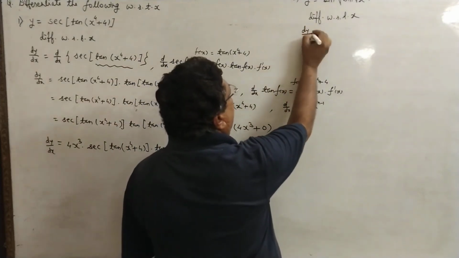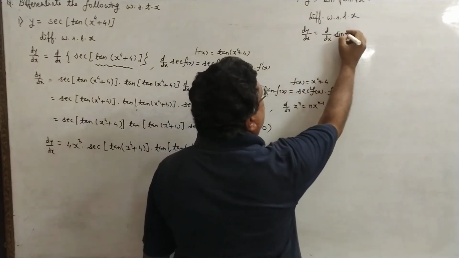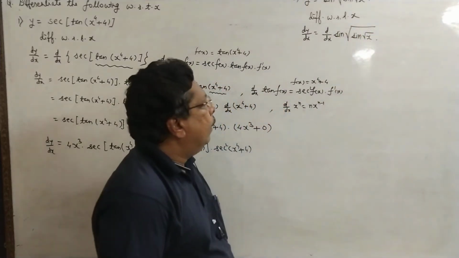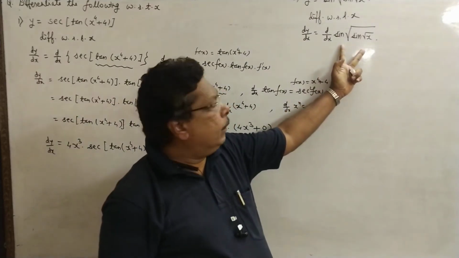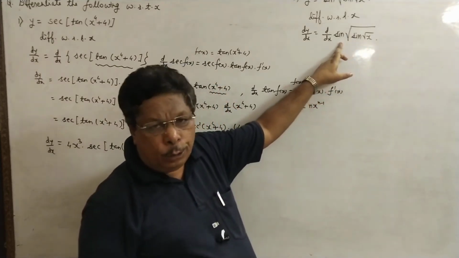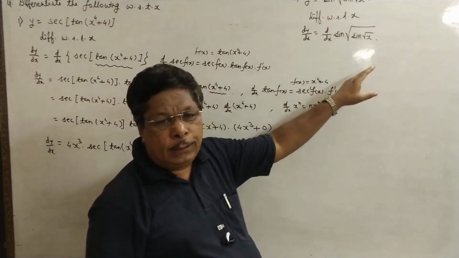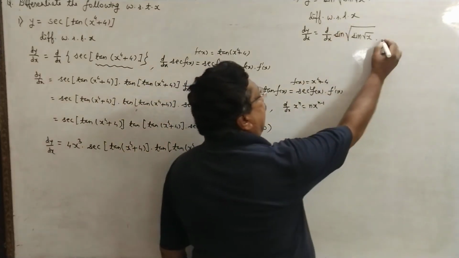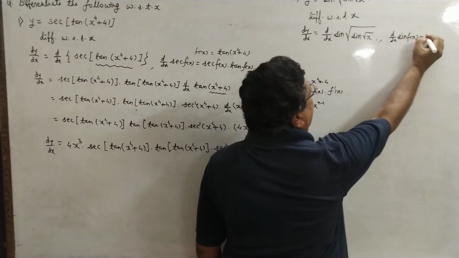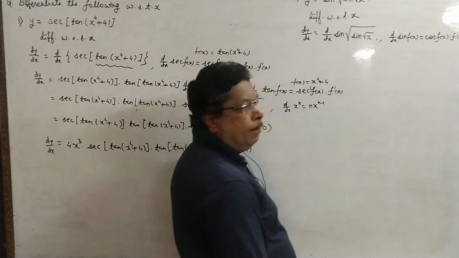Now derivative of y with respect to x is dy by dx of sine of root sine root x. Now we have to take the derivative of this term, sine root sine root x. We know that derivative of sine is cos. Derivative of sine fx is equal to cos fx into f dash x.